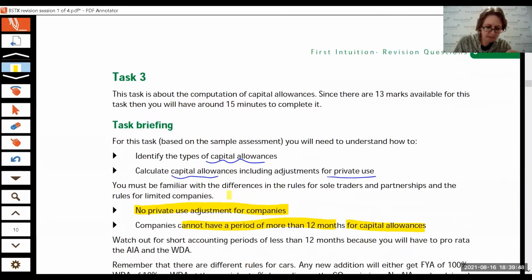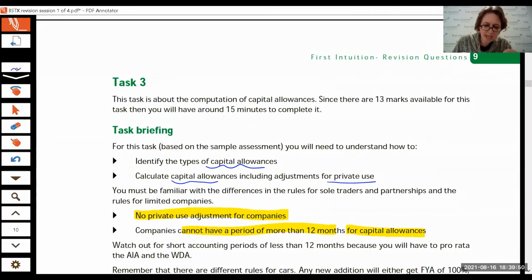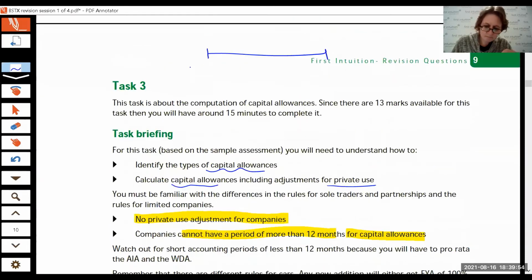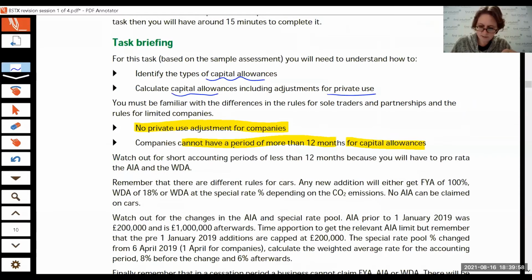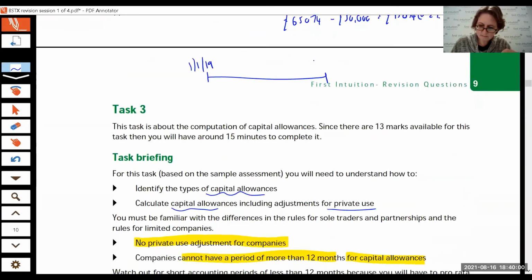Does anybody remember? What if I have a 15-month accounting period? What if I prepare my accounts from the 1st of January 2019 until the 31st of March 2020? That's a 15-month period. What am I going to do for capital allowance purposes? Yes, well remembered.